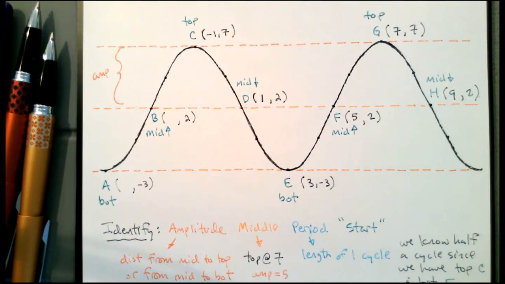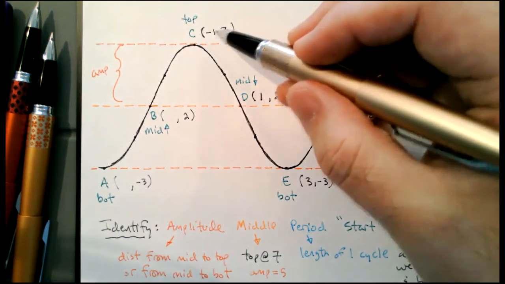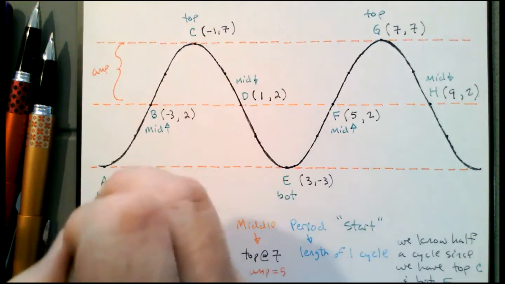Now, if we go backwards, if we add 2 going from left to right, we'll subtract 2 going from right to left. So 9, 7, 5, 3, 1, -1, -3, and then -5.